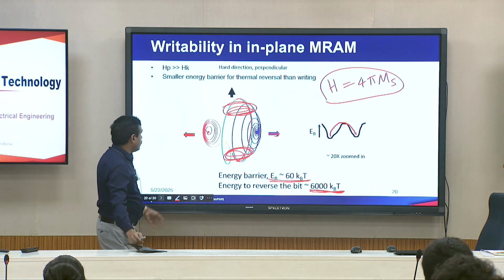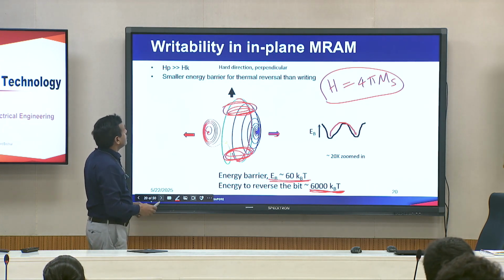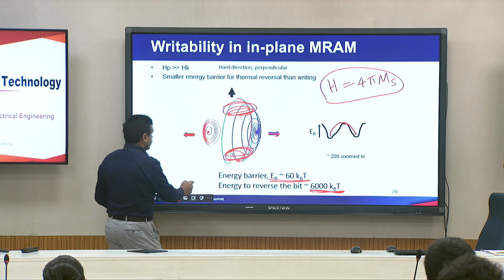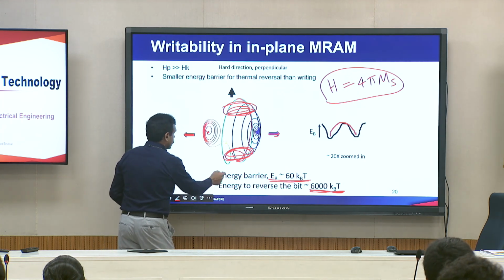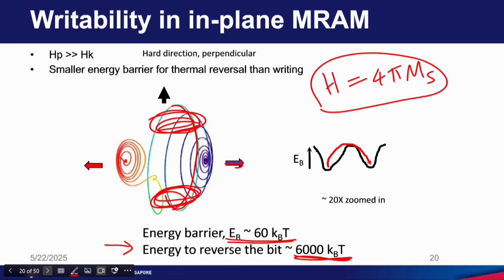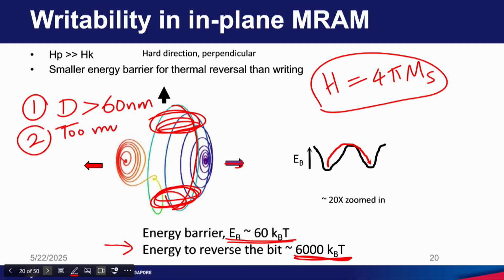So, this is the problem. When you want to write in-plane MRAM, you are spending too much energy, much more than the energy barrier to write information. So, this is the second problem. The first problem is thermal stability, which limits the diameter to be more than 60 nanometer. The second problem with the in-plane MRAM is that you spend too much energy to write bits.